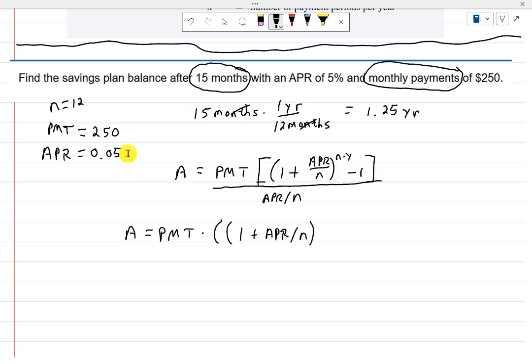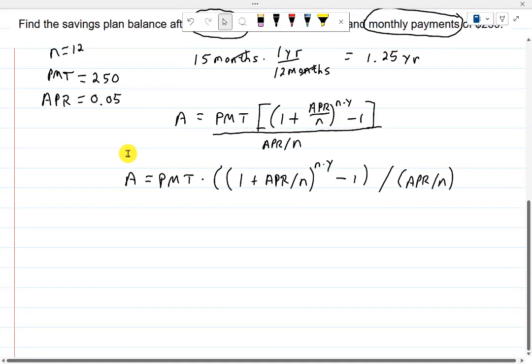Now, depending on how your exponent works, my calculator, the exponent will actually go up there. But if not, if you have to use like a caret symbol or something like that to get an exponent, you'll want to put these numbers in parentheses. Finish off this parenthesis, and then slash. This part needs to be in parentheses, this APR slash N. So let me go ahead and plug in all of our numbers here.